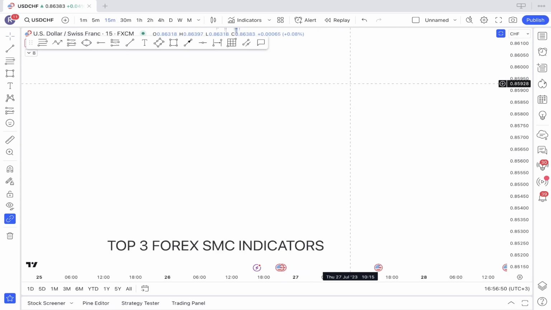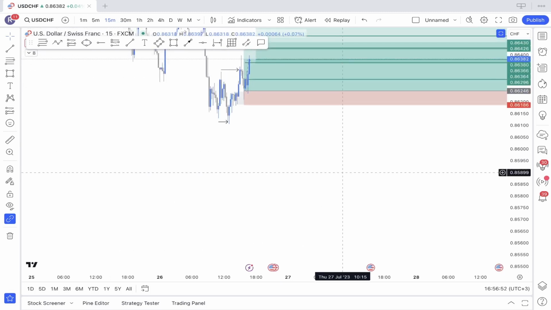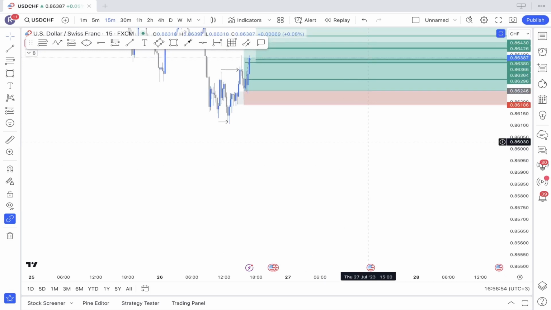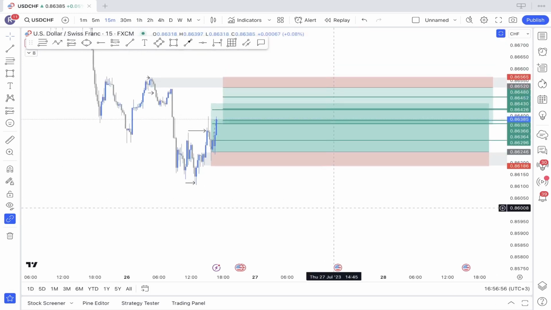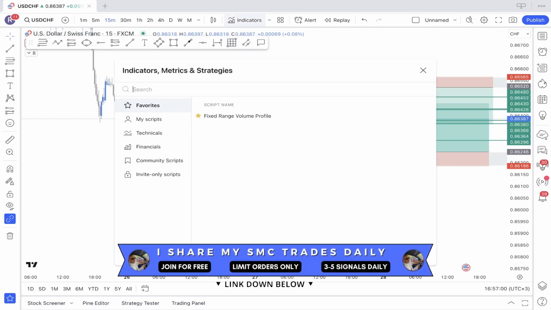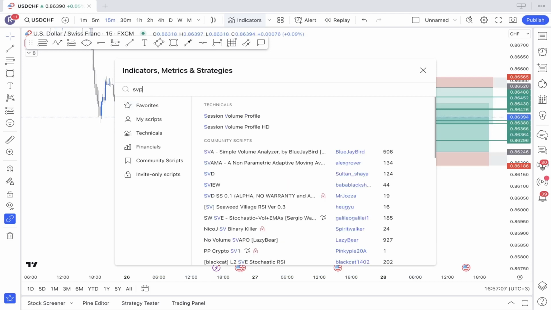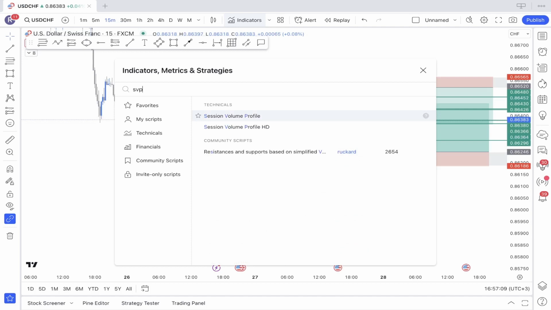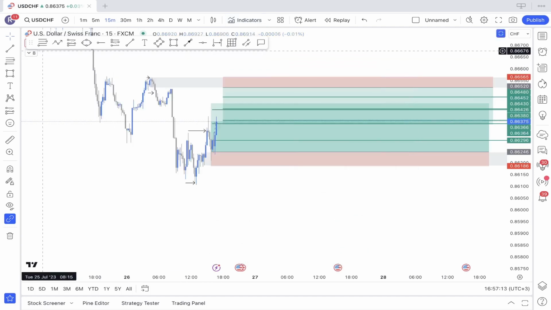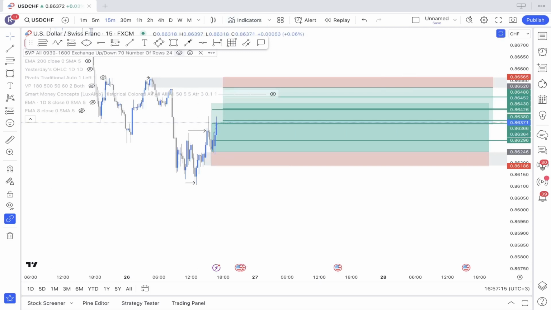Let's start off with the first indicator, which, to be fair, I think is my favorite one. Of course, I love all three of them, but if I had to pick one, it would most likely be the volume profile indicator. To enable that one, you will go to the indicators and search for SVP. SVP stands for Session Volume Profile. You will click on this indicator right here, and then you will pretty much have it enabled.